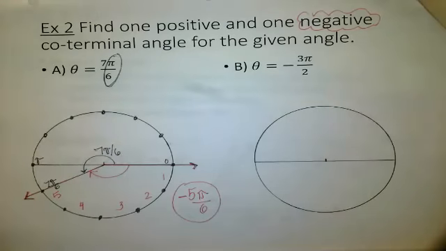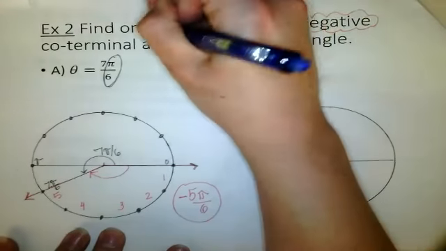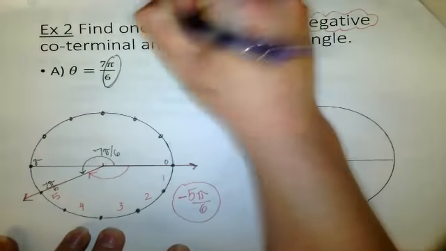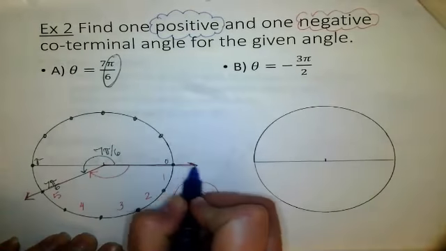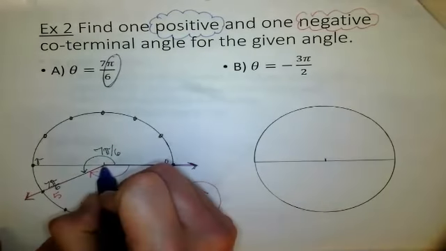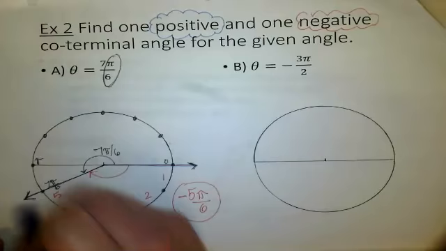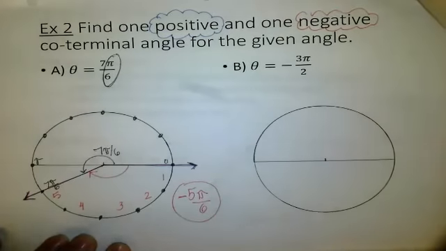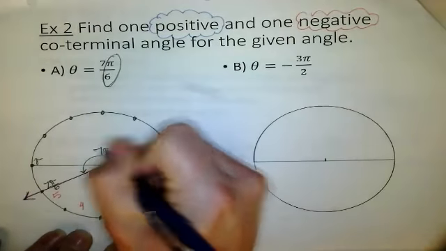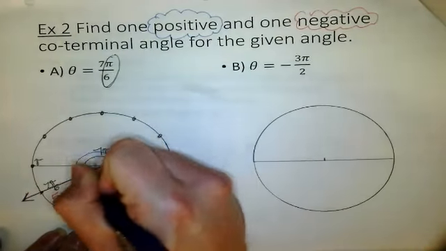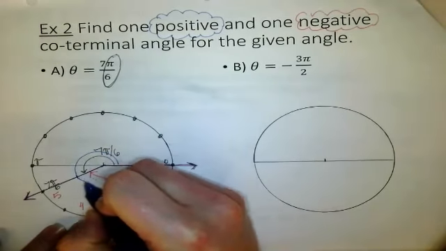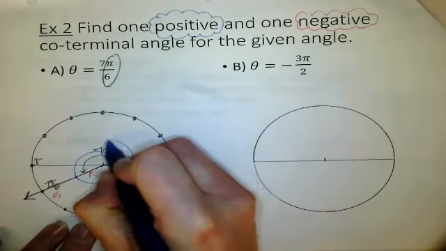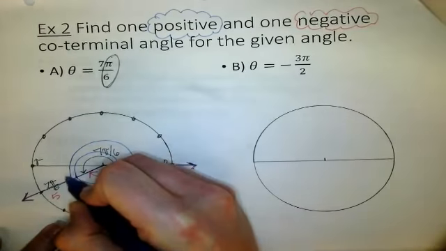Okay. Now we need one positive coterminal angle. So again, this is an angle that starts on the positive x-axis and it ends on the same terminal side, but now we have to go in the positive direction. Can I use 7 pi over 6? No. What do I have to do? Go all the way around and keep on counting.